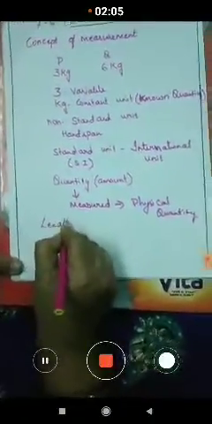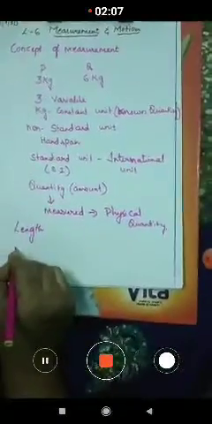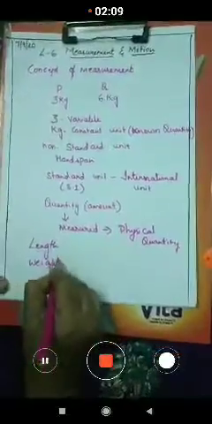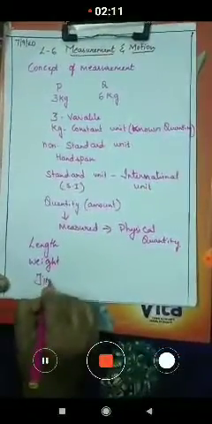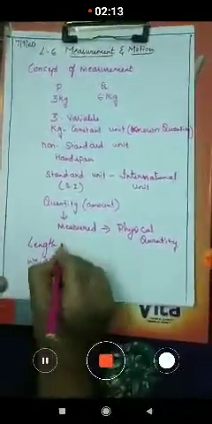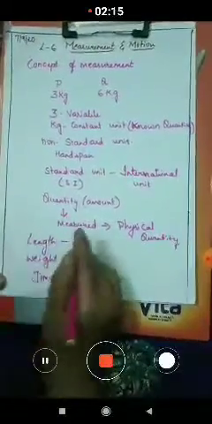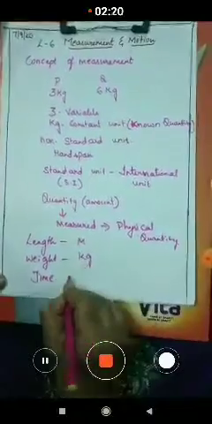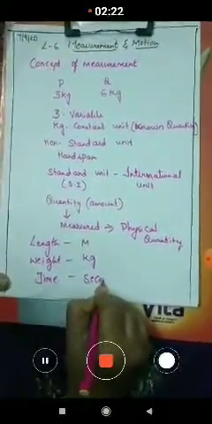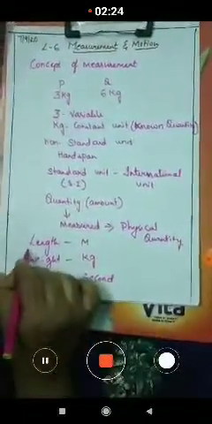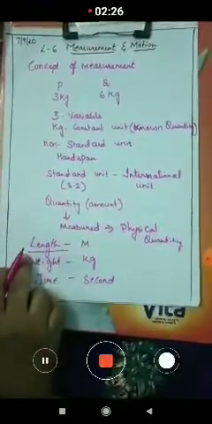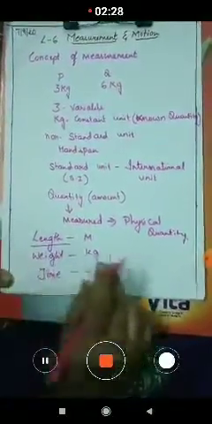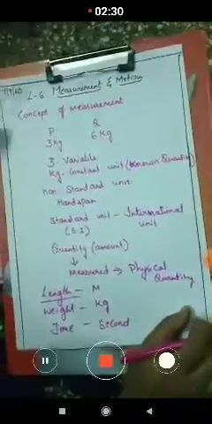So we learned the three basic physical quantities. The three basic physical quantities were length, weight, and time. The standard unit of length was the meter, the weight was the kg, and the time was the second. So we just discussed length, and now we'll move on to the next topic, that is time.